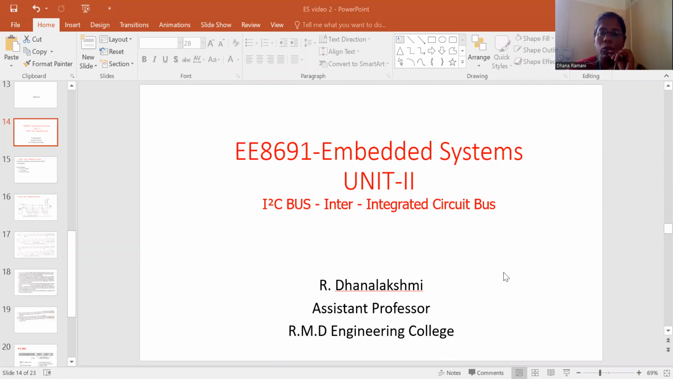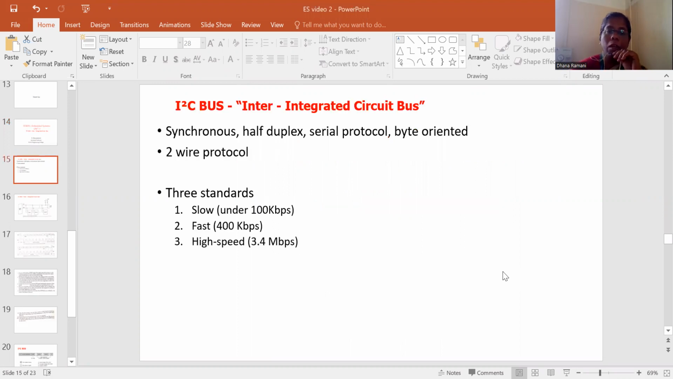In this session, I would like to discuss about the I2C bus, which is otherwise called an inter-integrated circuit bus. In embedded systems, Unit 2, in the previous video we were discussing the RS-232 standard, which is a serial communication protocol. So in this session, I would like to discuss the I2C bus, that is, the inter-integrated circuit bus. I2C is also written as IIC.